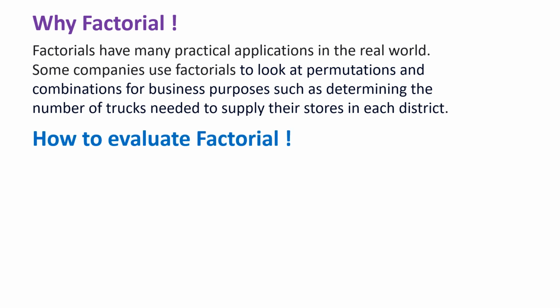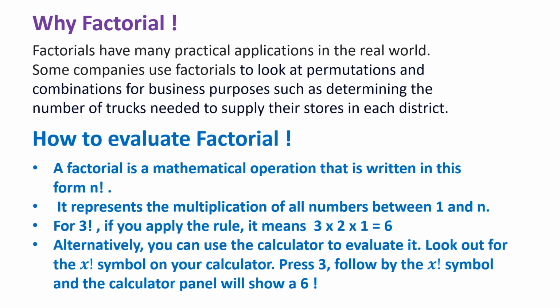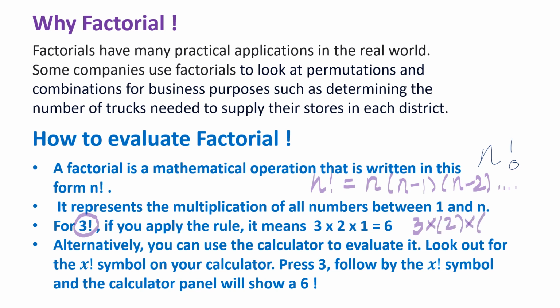Right, so how do we evaluate factorial? What does factorial mean? Factorial is a mathematical operation that is written in the form n factorial. It means you start out with n number of ways, multiplied by n minus 1 number of ways, followed by n minus 2 number of ways, and so on and so forth. For example, 3 factorial means you start with 3, followed by 3 minus 1, which is 2, followed by 3 minus 2, which is 1. So there are 6 ways of permutating.